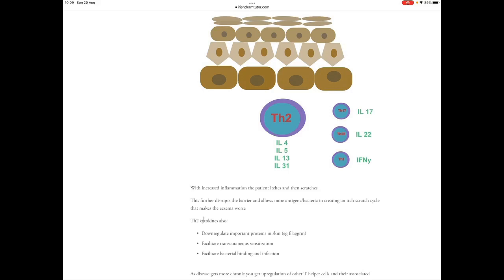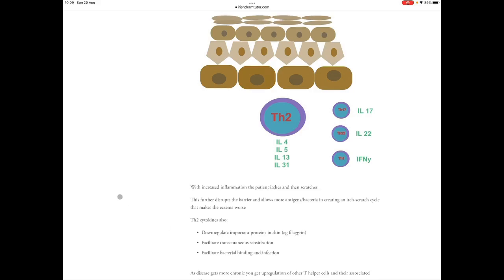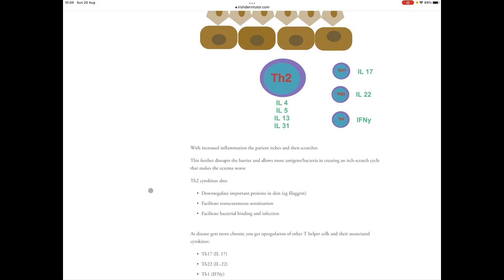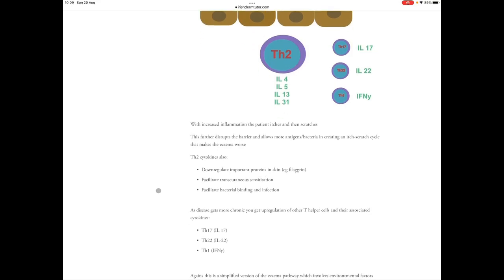So the Th2 cytokines I mentioned do a few things. They can downregulate important proteins in the skin, such as filaggrin, and I'll mention that a bit more later. And they also facilitate the fact that you can become more sensitized to various allergens in the skin. And then as time goes by and you have increased inflammation of the skin, the T helper cells can change. So you can also get increased T helper 17 cells, T helper 22 cells, and T helper 1 cells. And in general, you just get lots of inflammation and multiple cytokines.